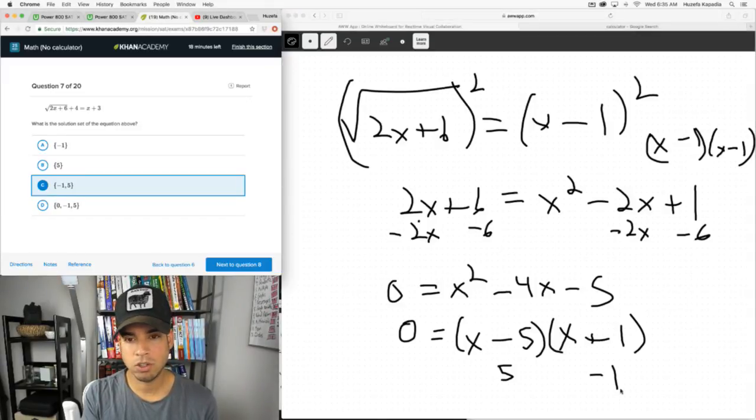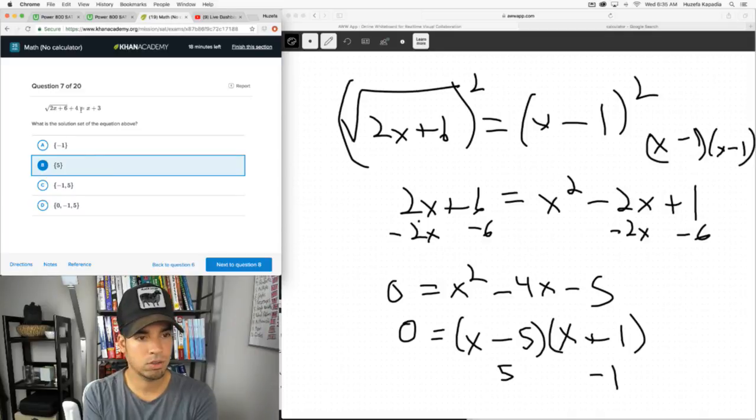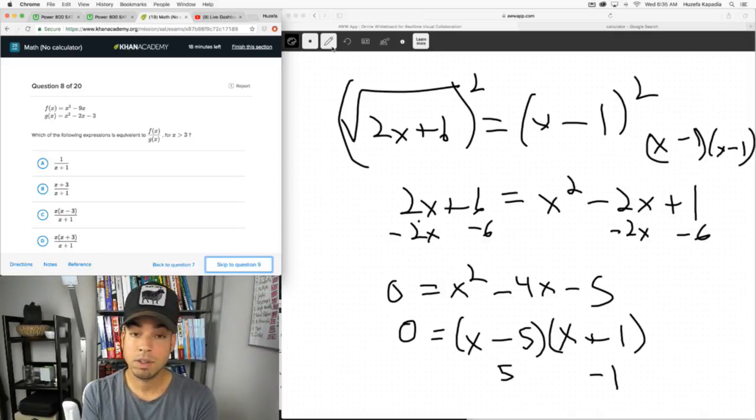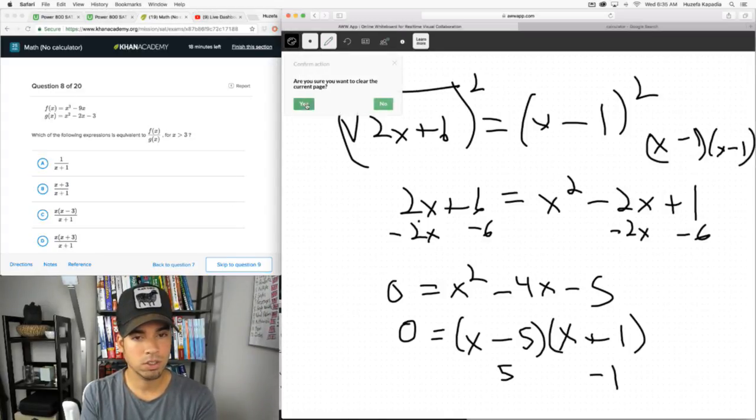We should plug them back in to make sure that's right. Negative 1, plug in here, gives us square root of 4 is 2, plus 4 is 6. And then, I think negative 1 is actually not a good solution. 5 gives 10, 16, square root is 4, plus 4 is 8. So the negative 1 is actually out, even though we got this value. So it's just 5. It's very tricky. You've got to make sure to check those answers.